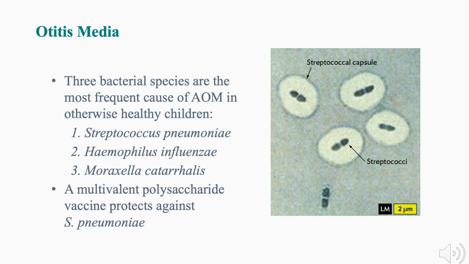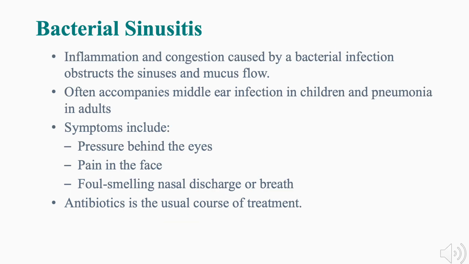There are 3 bacterial species that are the most frequent causes of otitis media in normal, healthy children. Those 3 species are Streptococcus pneumoniae, Haemophilus influenzae, and Moraxella catarrhalis. A multivalent polysaccharide vaccine protects against Streptococcus pneumoniae, which is the leading cause. The image to the right shows streptococci under the microscope.